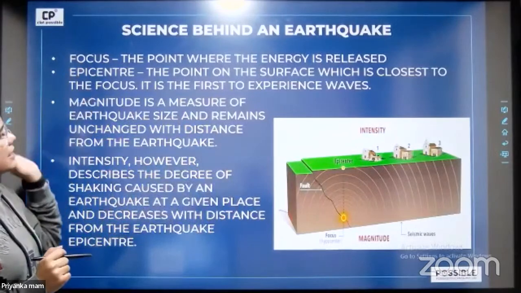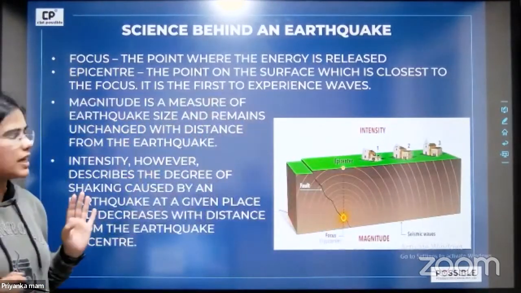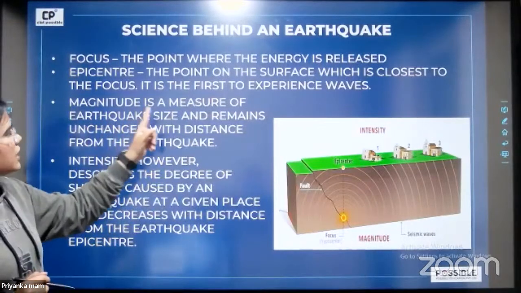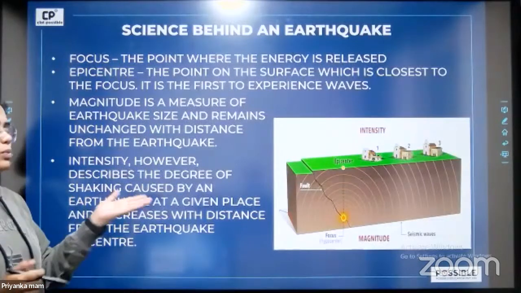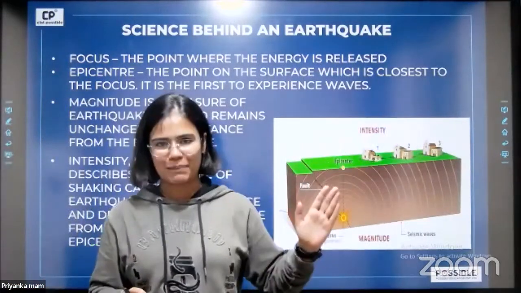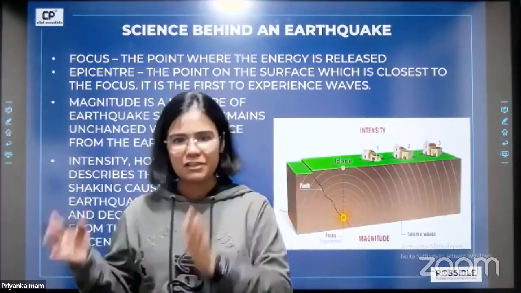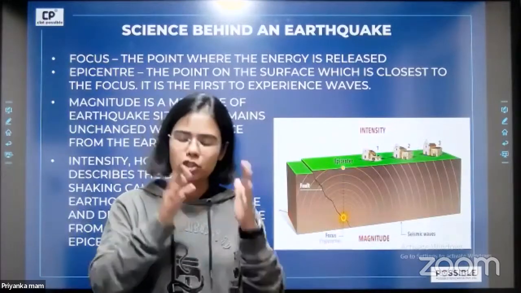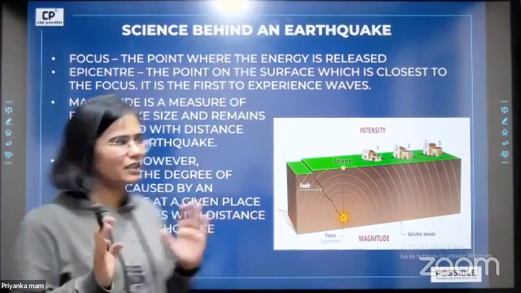So focus, like I said, is the point inside the Earth's surface where the release of energy happens, right? Magnitude, I said, shall remain the same, and the intensity, however, will be different because it will depend upon how far away you are from the epicenter. Yes, so that is why we spoke about Gaziantep and different other provinces, which you have to keep in mind from your competitive examination perspective.